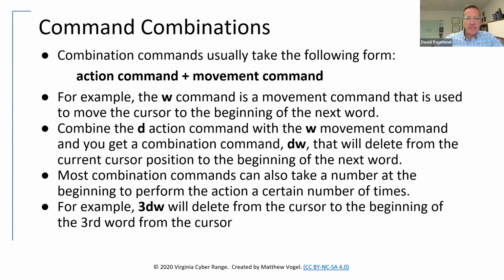So if I were to use a W, the example says, the W command is a movement command that is used to move the cursor to the beginning of the next word, right? We talked about that last time, moving around the screen. So if I were to do D and then a W, that's going to delete from now to the beginning of the next word. So instead, the DD command deletes entire lines. The DW command is going to delete words.